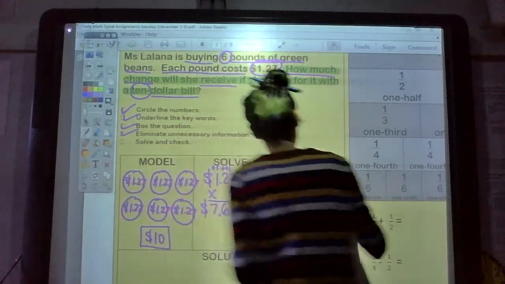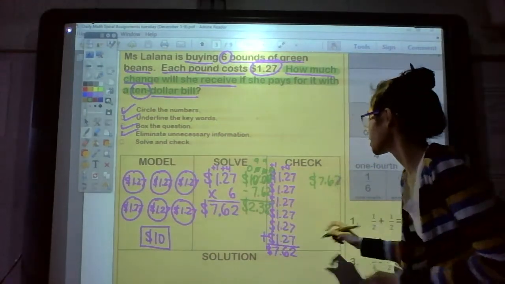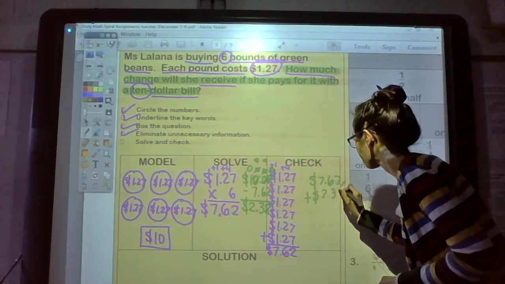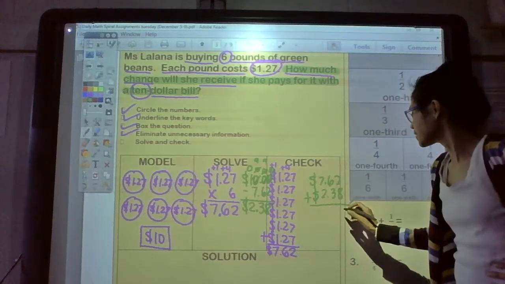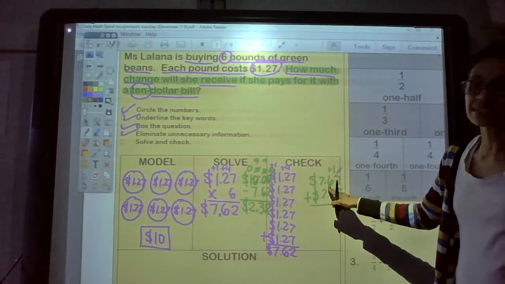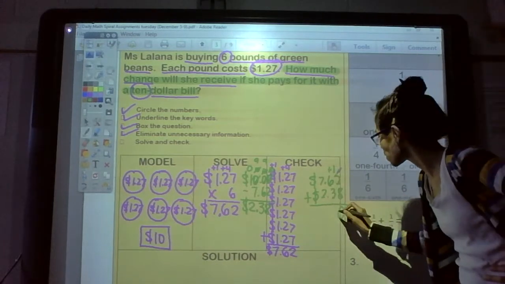Adding. So let's add that $7.62 plus that $2.38. 2 plus 8 is 10. Write the 0 plus 1. 1 plus 6 is 7. And 3 more is 10. Or 6 and 3 is 9 plus 1 more is 10.